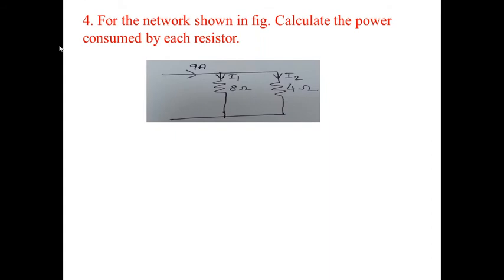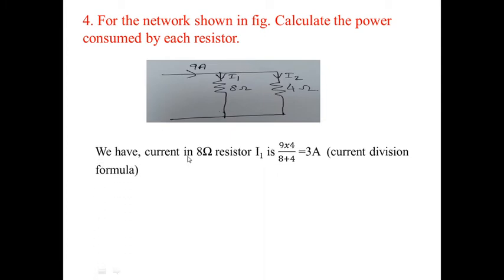Next problem, the fourth problem. For the network shown in the figure, calculate the power consumed by each resistor. So we need to find out the power consumed by the 8 ohm resistance and the 4 ohm resistance. The current flowing through the 8 ohm resistance is I1 and the current flowing through the 4 ohm resistance is I2, and the total current is 9 amps. So this is the given circuit.